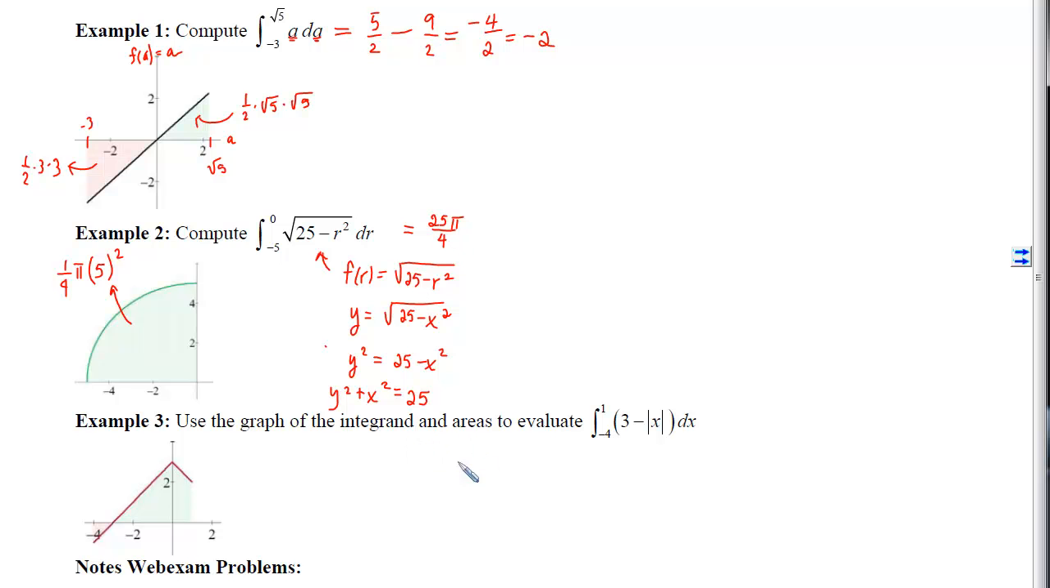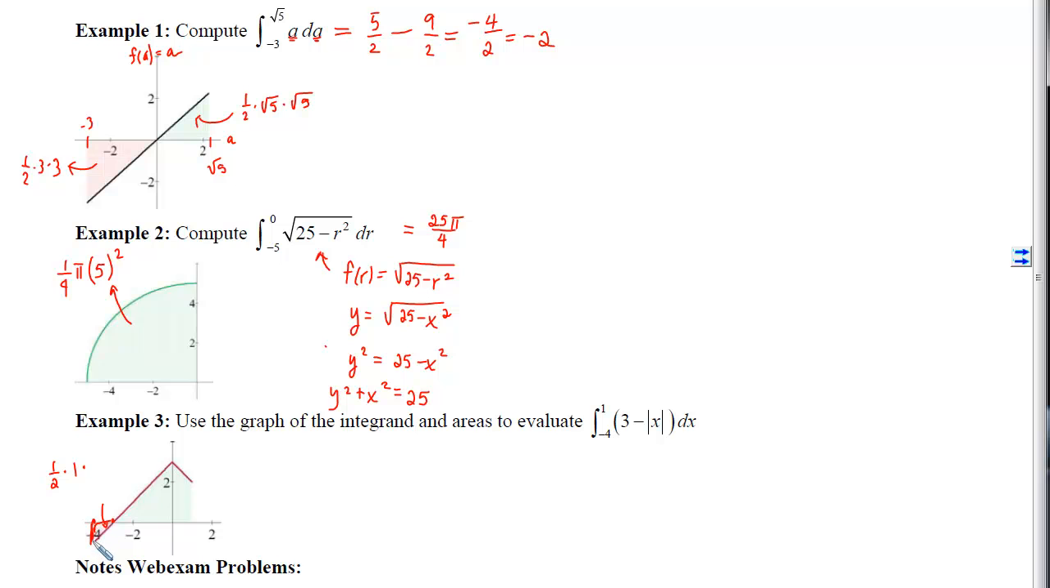With our last and final example, we want to use the graph of the integrand and areas to evaluate this. Well, 3 minus the absolute value of x is a v that has been turned upside down and then moved up 3 units, which we see right here. We want to find the area that is below and the area that is above. So below, looking at this, we can see that it's a triangle. So that'll be 1/2 the base, which goes from -3 to -4, so that's a 1, times the height.